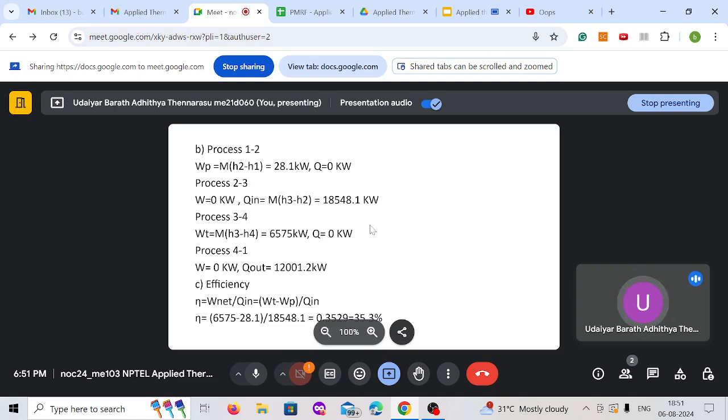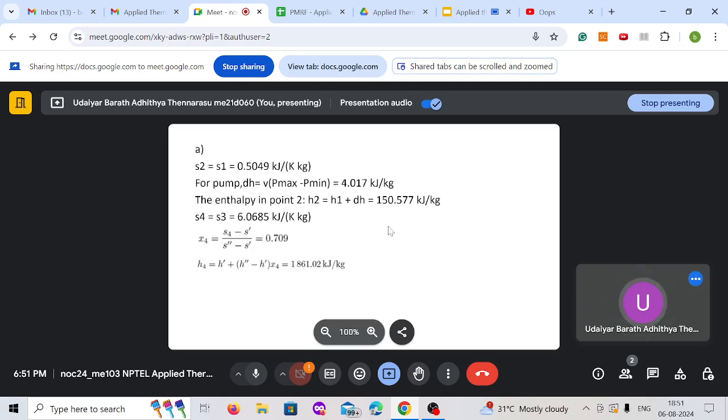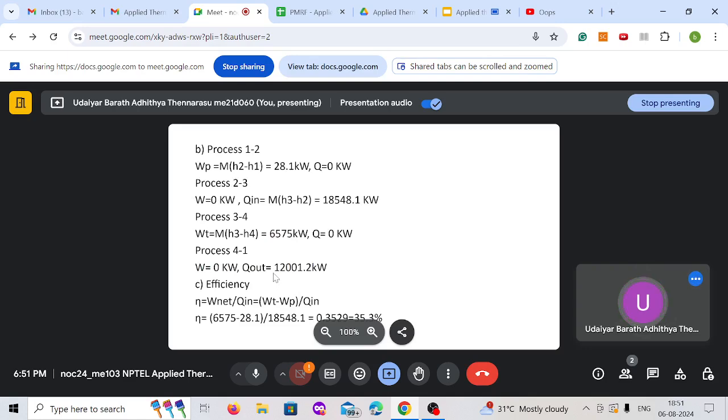Process 4-1 is the condensing process. So you are rejecting heat. So work is 0 and Q out is nothing but m dot into H4 minus H1. So it will come out to be 12001.2 kilowatt or 12 gigawatts.